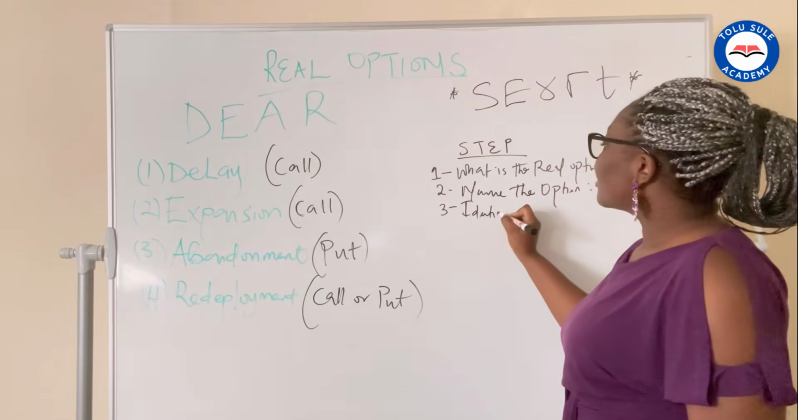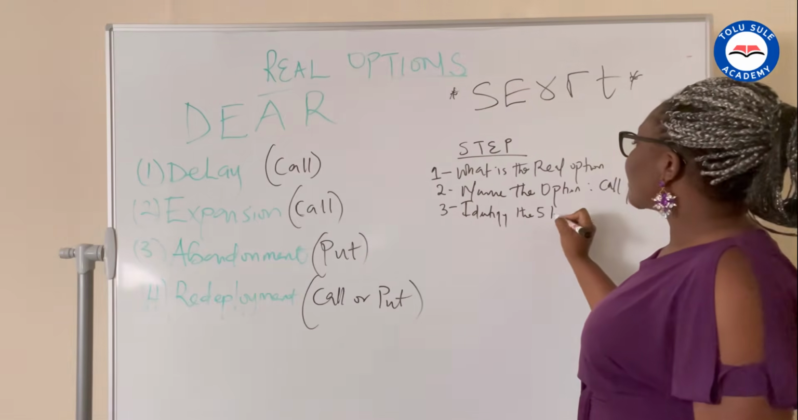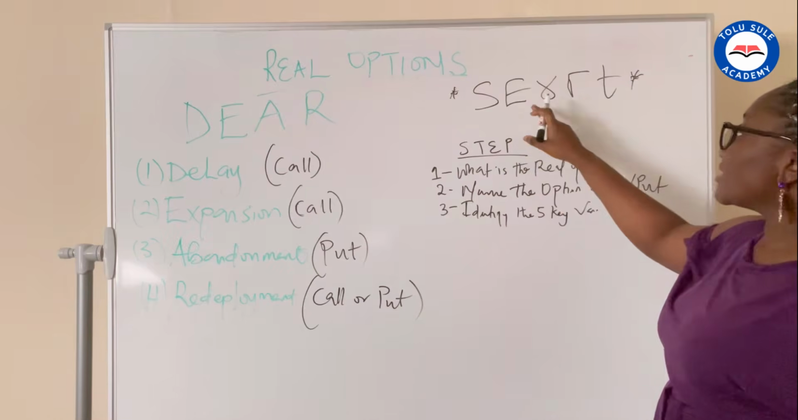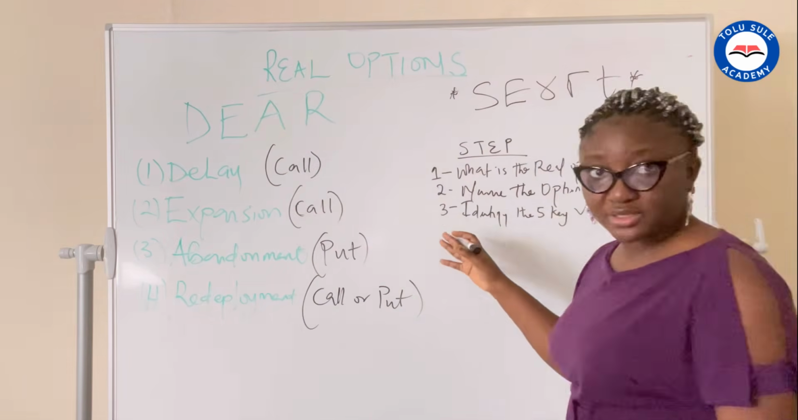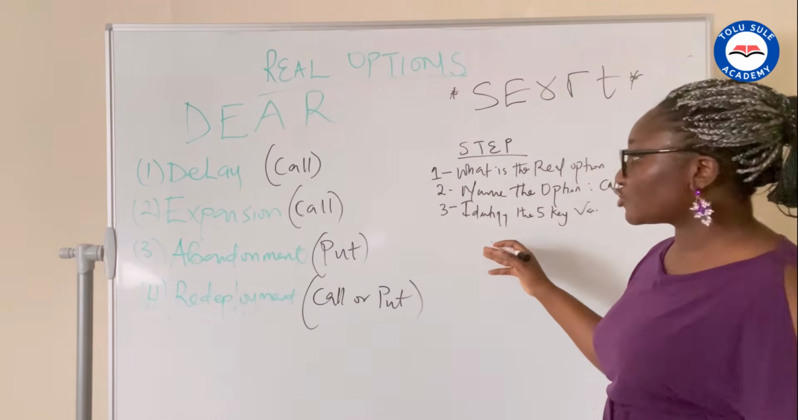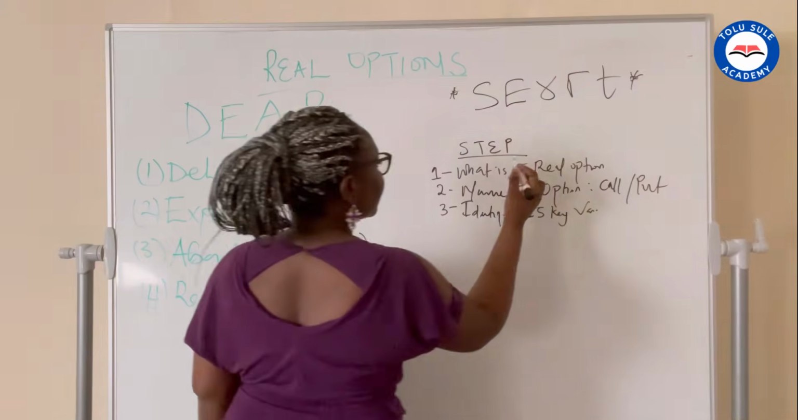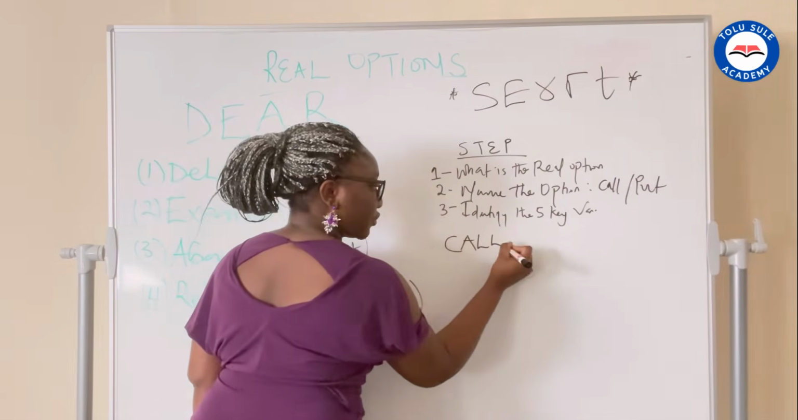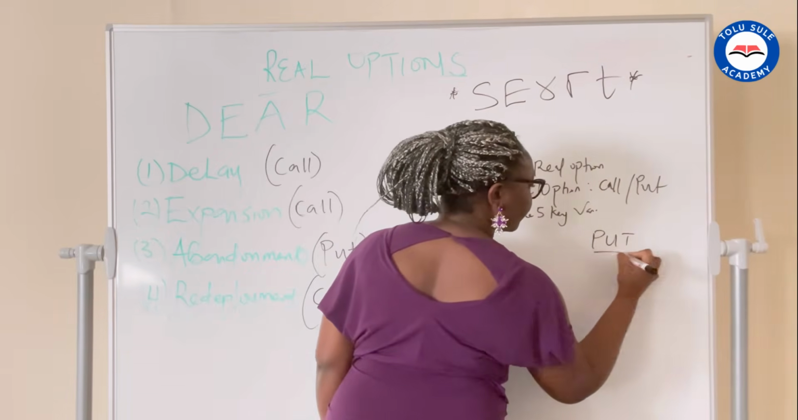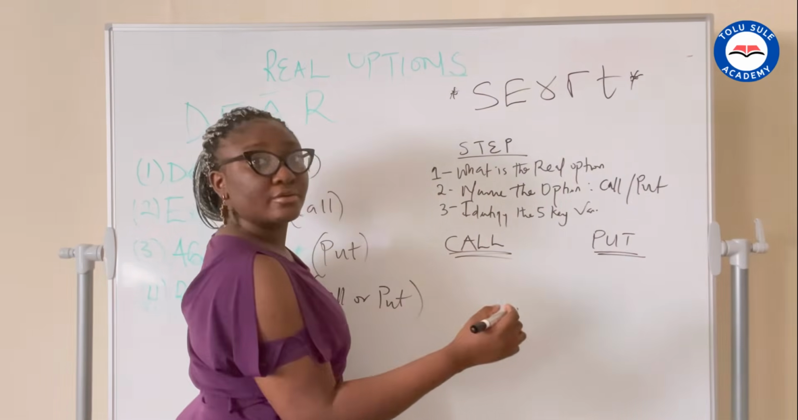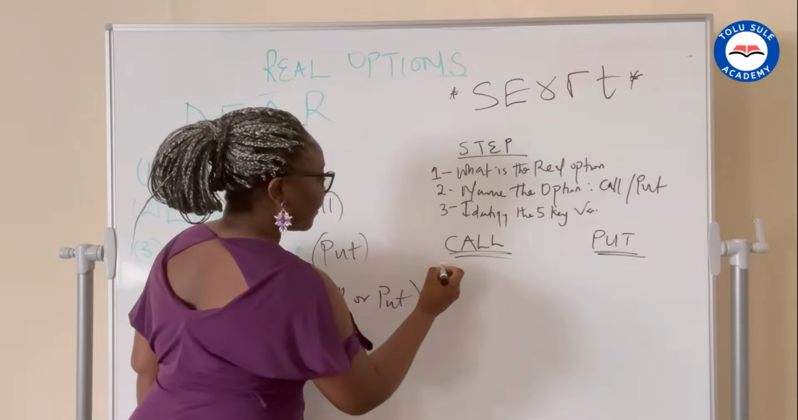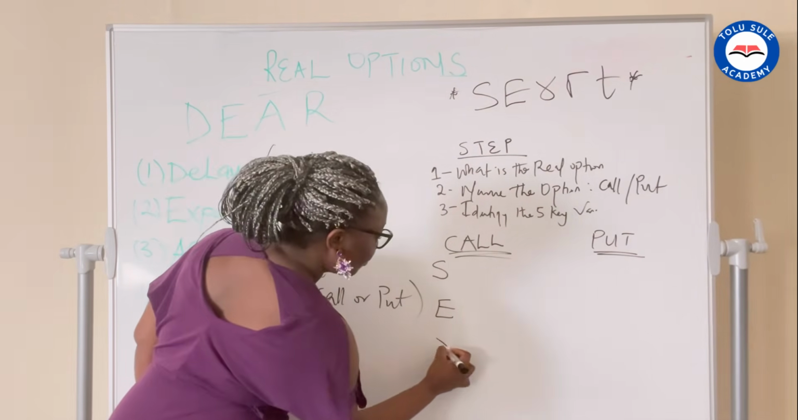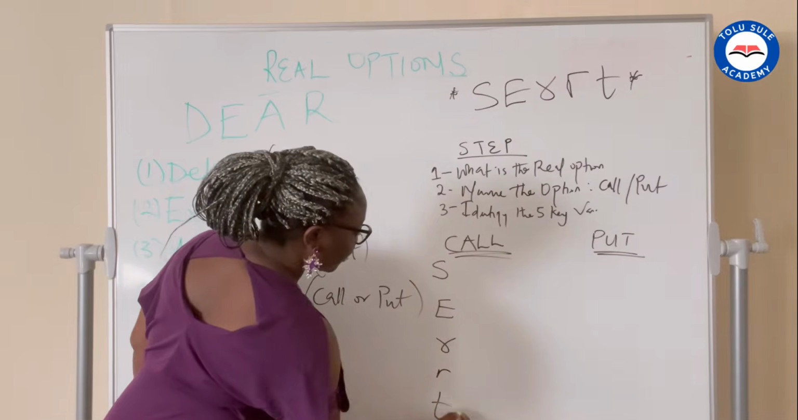identify the 5 key variables. You think this is current market price, but no, in real options they mean different things, and I'll give that to you. So this S is either under a call option or a put option. We have S, we have E, it's just S and E that are different. The rest remain the same.